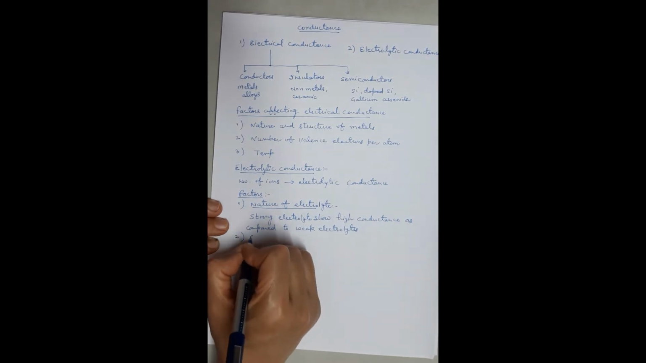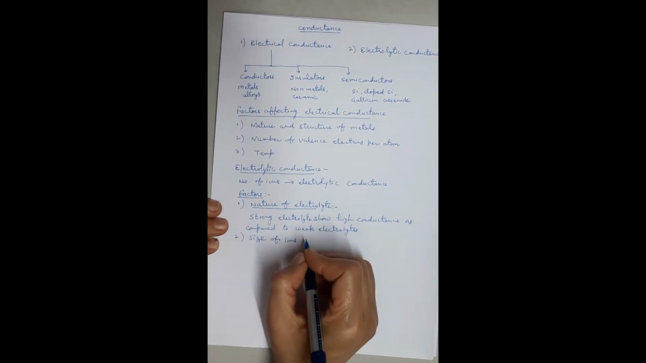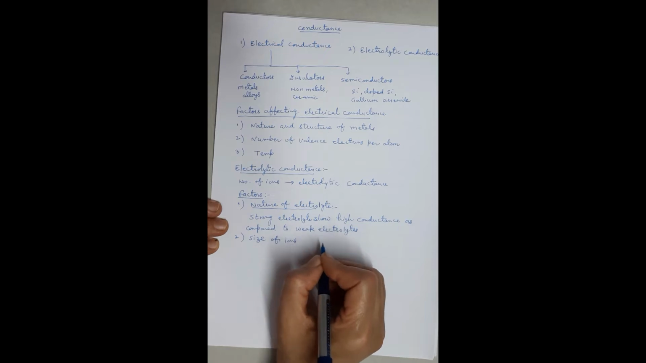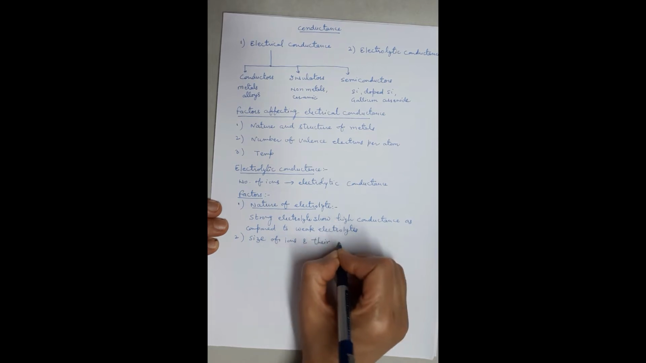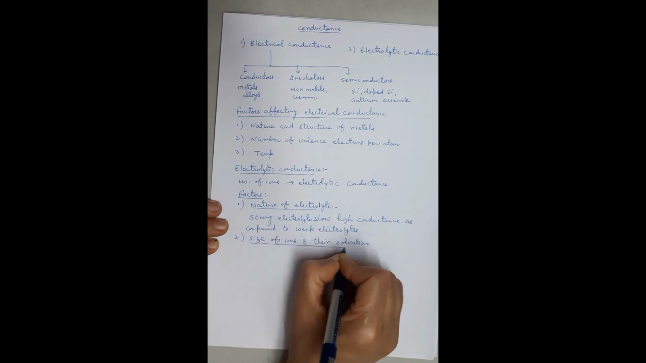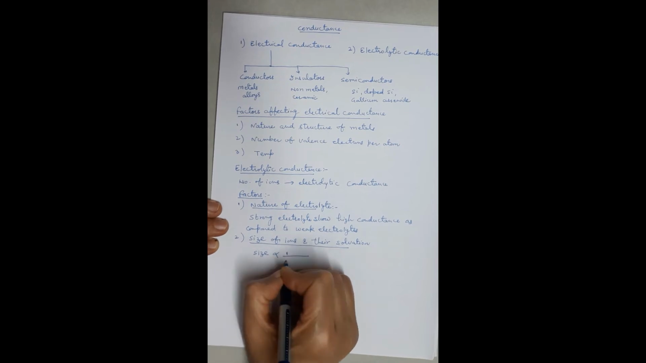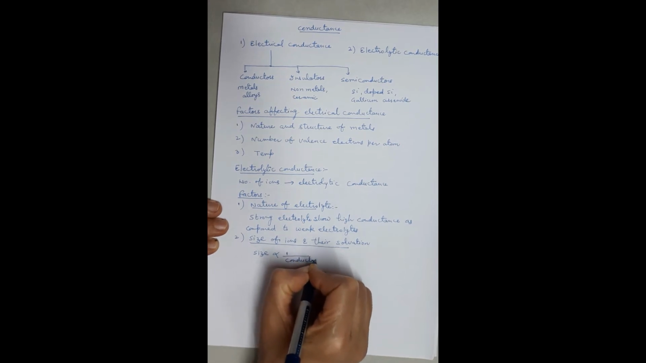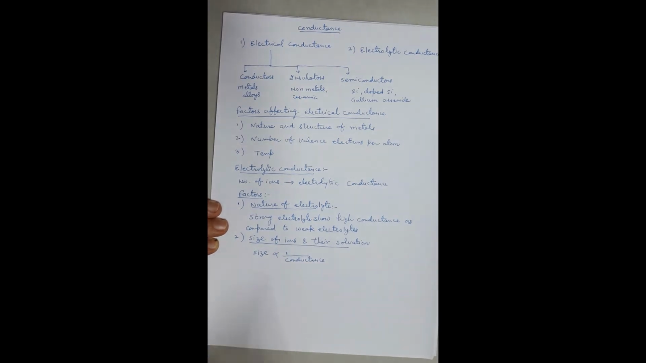Another factor is size of ions. If the size of the ion is higher, then they won't be able to move freely with a high speed, so conductivity will be less. And there is one more factor along with this, and that is solvation. So I'll say size of ion is inversely proportional to conductance. The more the size, the lesser is the conductivity. If the size is more, they won't be able to move.